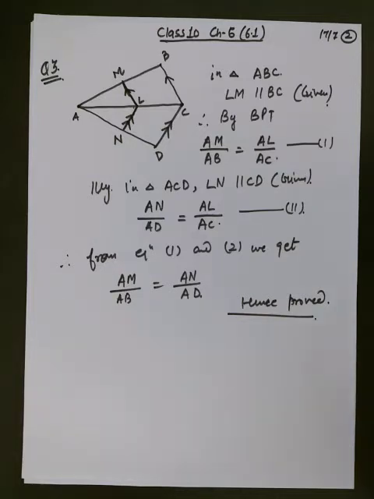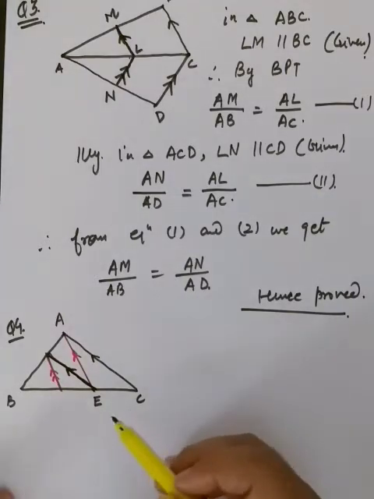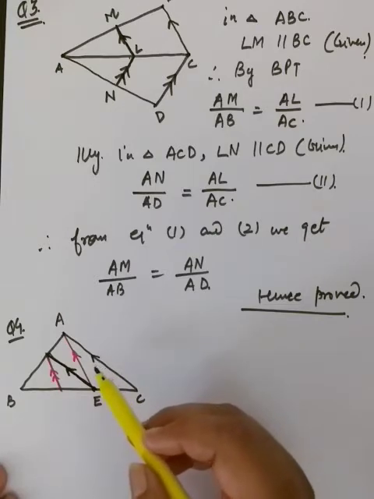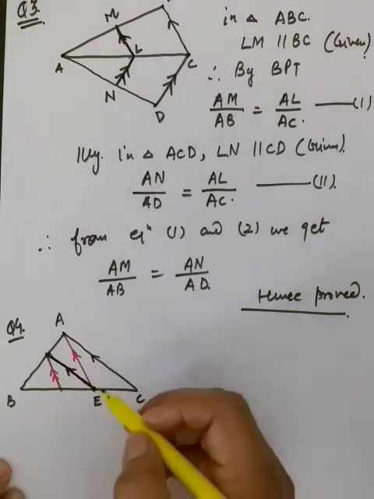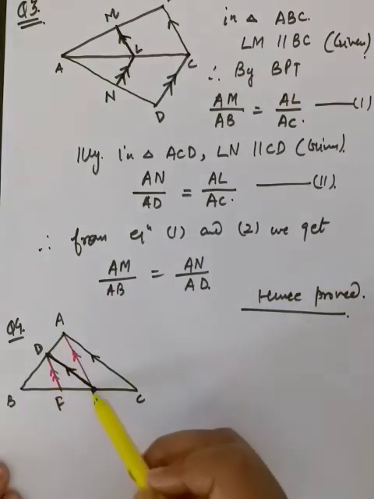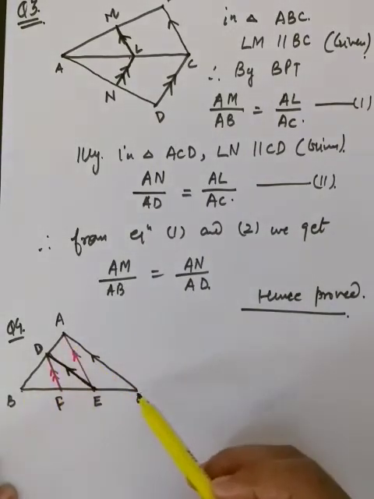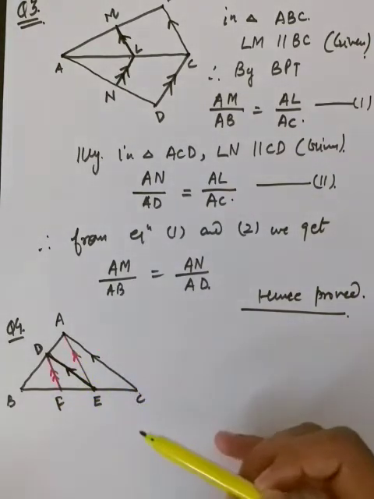First of all draw the figure. So this is our figure. You can also use different colors to highlight. Now we can easily recognize that there are two triangles in which the given sides are parallel, and this is DF. In triangle ABE, AE and DF are parallel, so we can apply BPT. And in triangle ABC, DE and AC are parallel, so here again we can apply BPT.